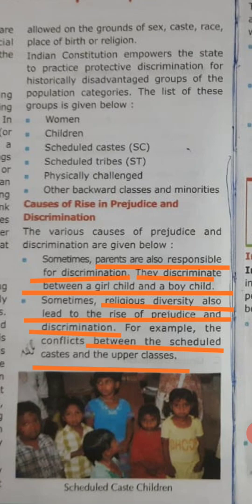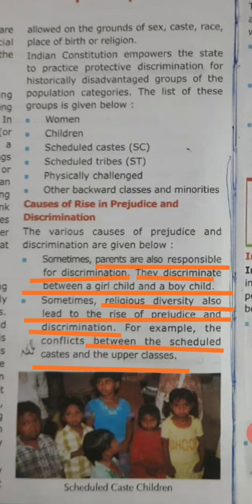The various causes of prejudice and discrimination are given below. Sometimes parents are also responsible for discrimination. They discriminate between a girl child and a boy child. Sometimes religious diversities also lead to the rise of prejudice and discrimination. Even today in some families, the father and mother, grandparents, discriminate based on gender, believing that boys are more superior as compared to girls. Girls don't need education, they don't need other facilities for life, but a boy should go out, he should achieve the education, he is the earner. Girls have to go to other houses, so they don't need the education. This was a mentality, this was a discrimination between a boy child and a girl child.